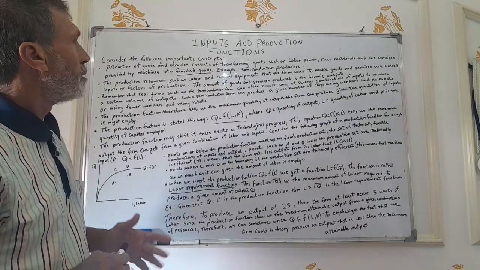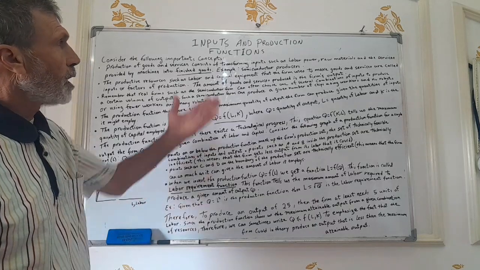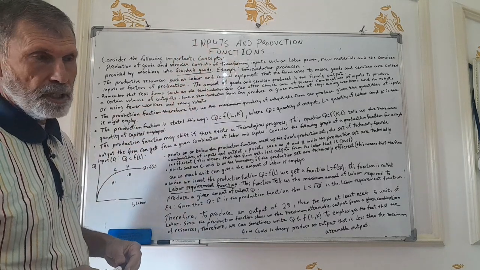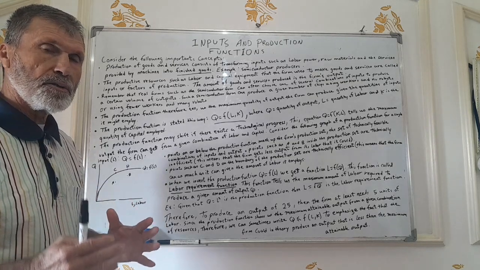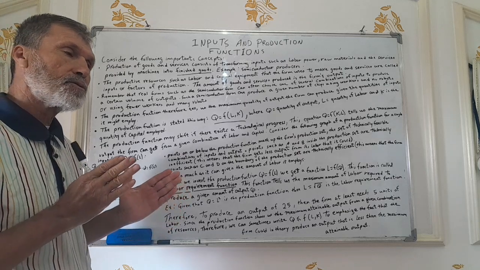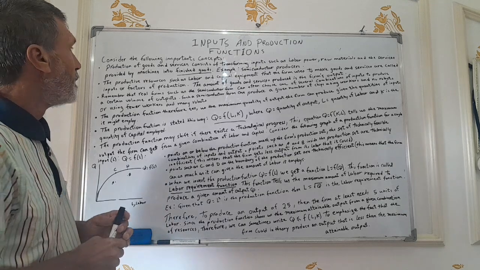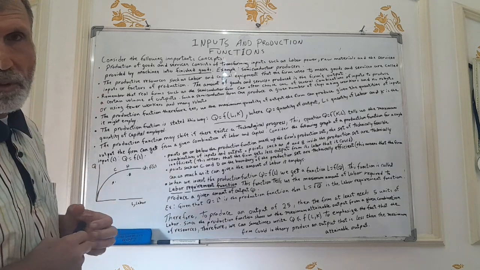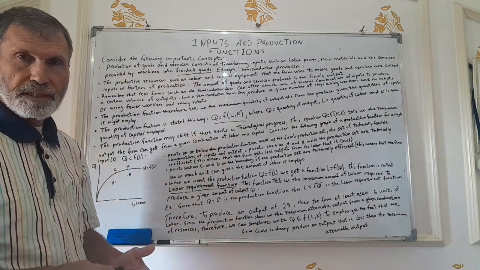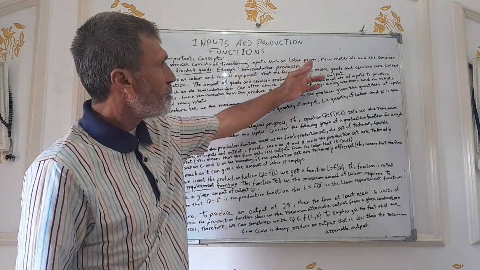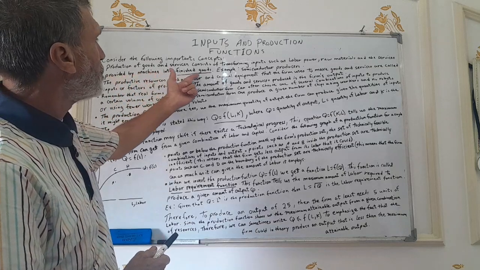Okay, now, of course, we are presenting some important concepts concerning a new chapter, inputs and production functions. Of course, here we're going to be talking about how inputs are used in order to produce finished goods and services. Remember, consider the following important concepts here. Production of goods and services consists of transforming inputs such as labor, power, raw materials, and the services provided by machines into finished goods.